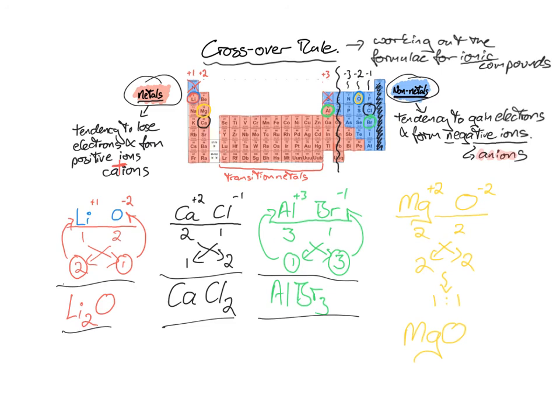So, no charges in the formulae. Always give the simplest ratio. How do you know what the charges are going to be? You get the charges from the position of the elements on the periodic table, and that's it. Go and practice these for yourselves. Go and get some experience doing these. We'll deal with transition metals and compound ions in a later video.